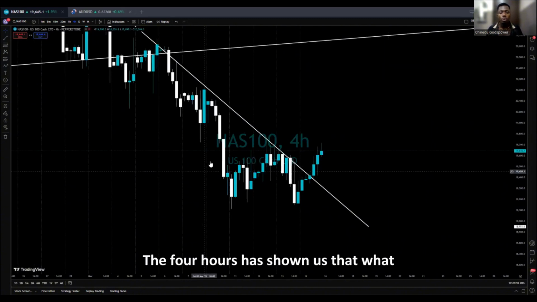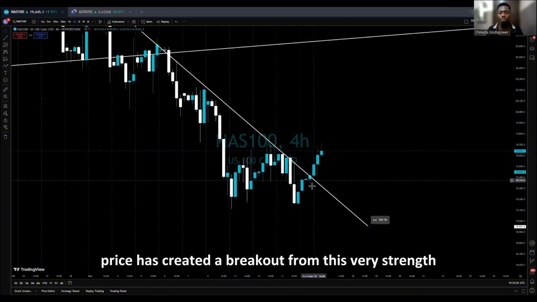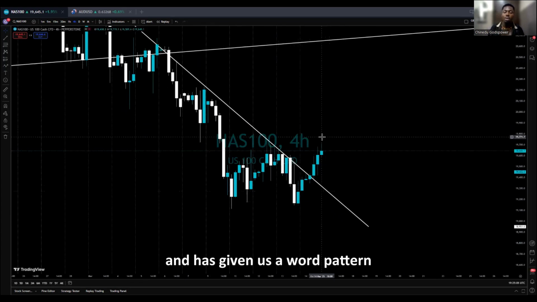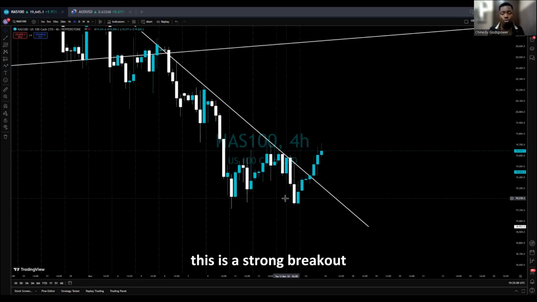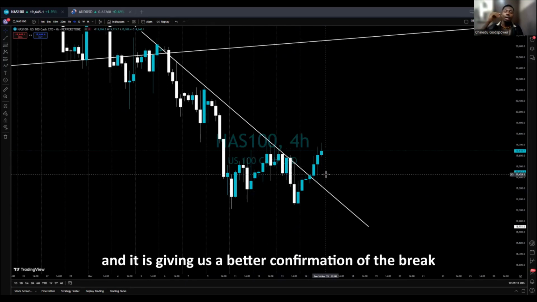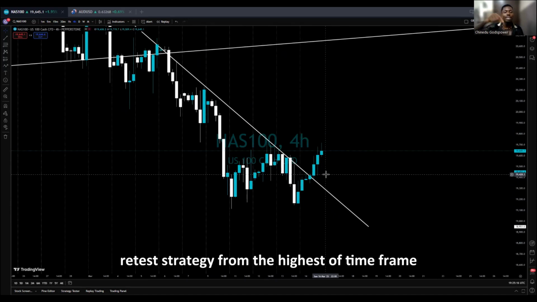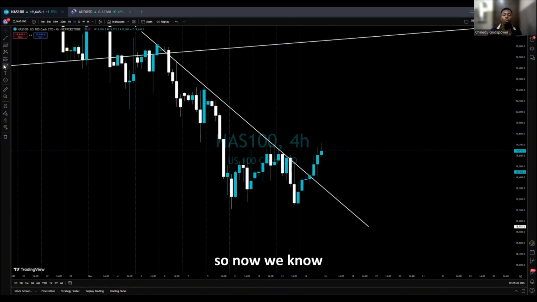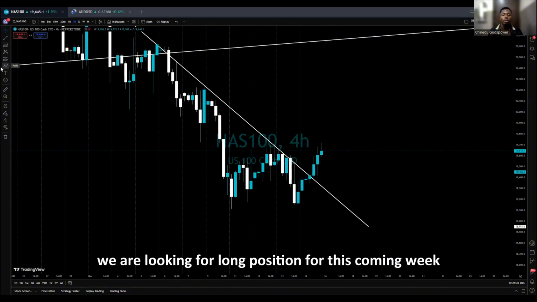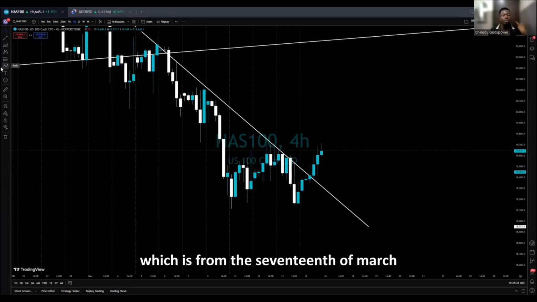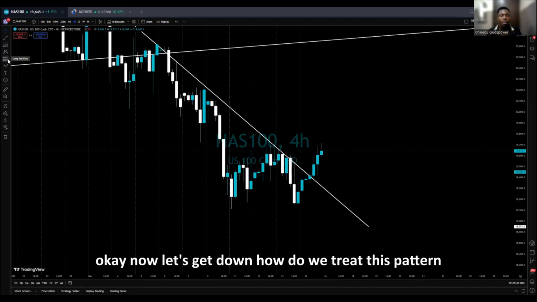The 4-hour has shown us that price has created a breakout from this very trend line and has given us a W pattern, which is confirmation number 5 that yes, this is a strong breakout, and it is giving us a better confirmation of the break and retest strategy from the highest time frame. So now we know we are looking for long positions for this coming week, which is from the 17th of March to the 21st of March.